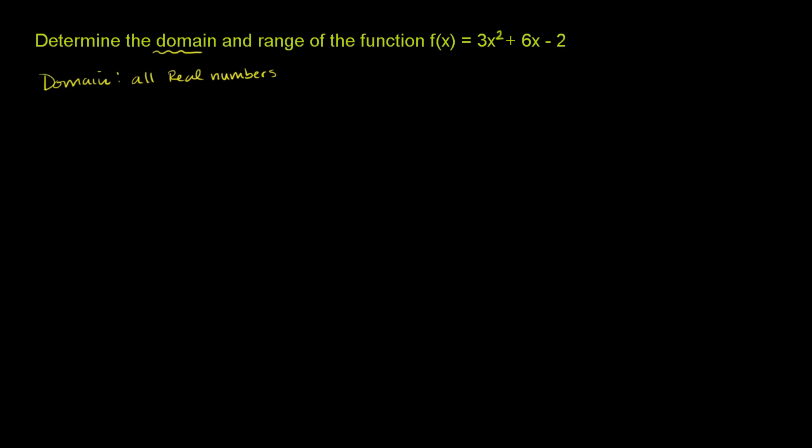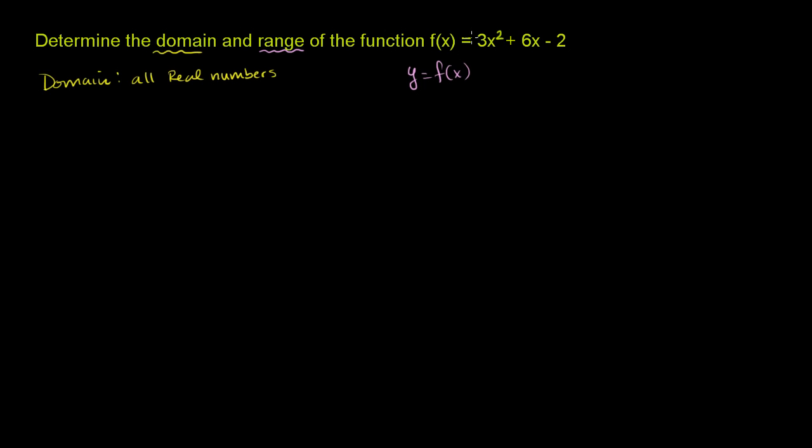Now the range, at least the way we've been thinking about it in this series of videos, is the set of possible outputs of this function. Or if we set y equals f of x on a graph, it's the set of all of the possible y values. And to get a flavor for this, I'm going to try to graph this function right over here.